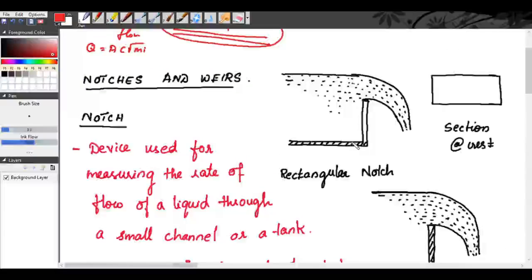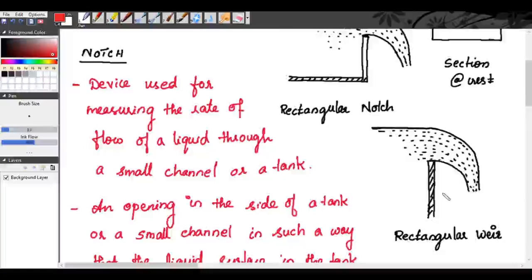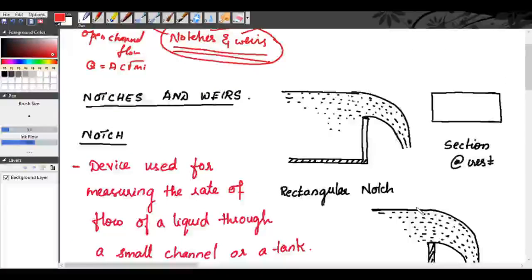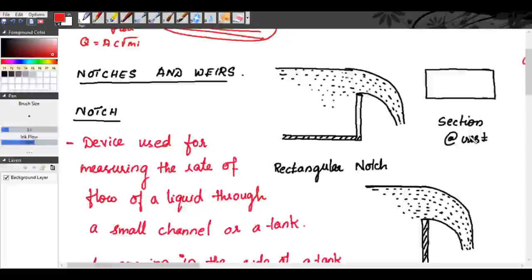Now you can see a rectangular notch. Normally this will be made of a metallic plate. A weir will be made of concrete or masonry structure. And you can see here, this is a section at the crest. Now we will see what is crest and what is nappe.